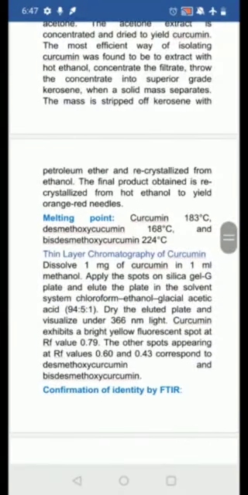Okay, so when coming to the identification, you are going to go with TLC. For the sample, you are going to use 1 mg of the curcumin in 1 ml of methanol. For the stationary phase, we use silica gel G. For the solvent system, we use chloroform, ethanol and glacial acetic acid in the ratio of 94:5:1. For spot visualization, we go with detection under UV at 366 nanometer. Then it develops a bright yellow fluorescent spot, which has an Rf value of 0.79.